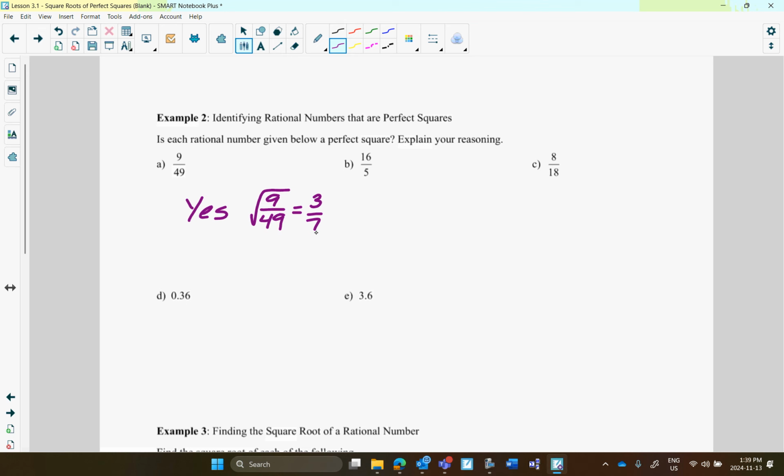How about the second one? I can take the square root of 16. What about the square root of 5? No, I can't get a whole number, can I? So if I can't get a whole number for both, the answer is no, because of this.